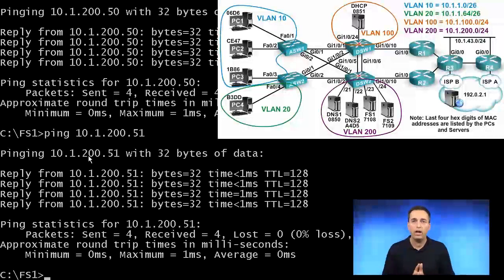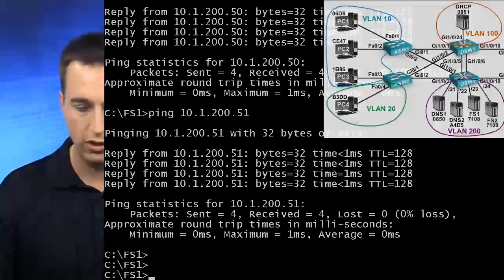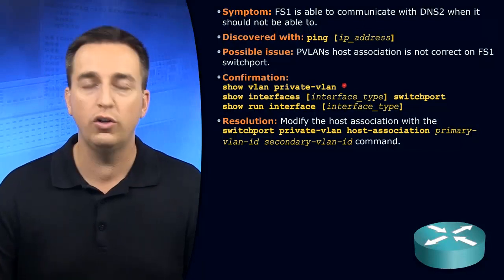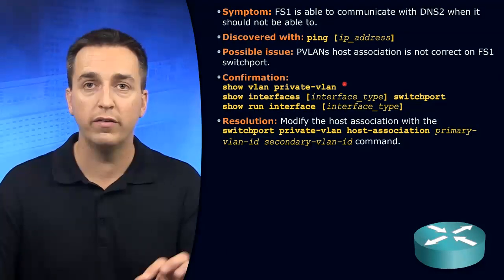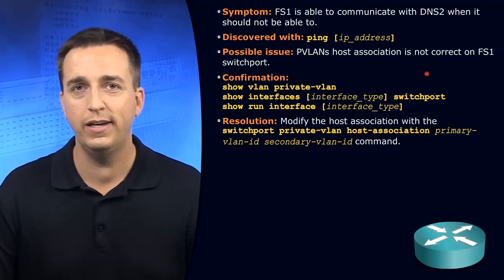So right away, you have already narrowed down the issue. And you feel really confident that that is the issue. But let's still confirm before we jump to conclusions here. So what are the commands that we can utilize? Well, we can use the show VLAN private VLAN command to verify the primary VLANs, secondary VLANs, and the mappings. So let's go ahead and do that.